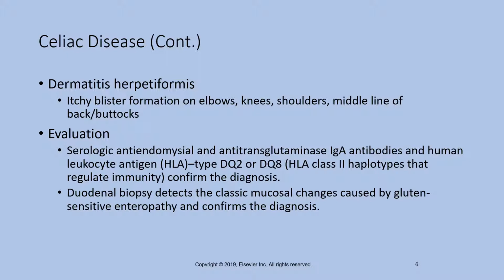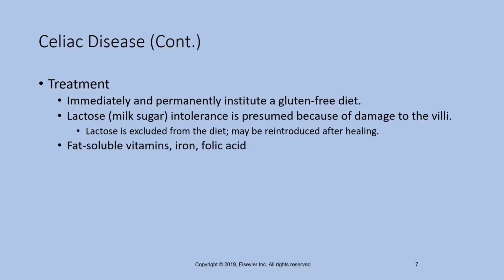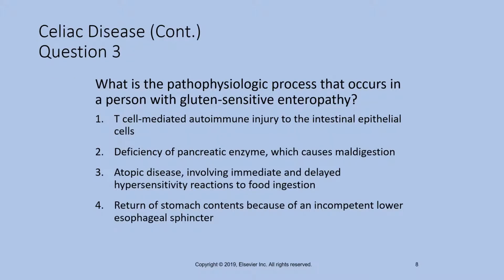You get dermatitis herpetiformis, which is an itchy blister formation on the elbows, knees, and shoulders, and the midline of the back and buttocks. Evaluation of this disease is really a rather significant immune disease and requires the help of rheumatologists and pediatric immunology doctors. Treatment: immediately and permanently institute a gluten-free diet. This would be a complete, immediate gluten-free diet. Lactose and milk sugar intolerance is presumed because of damage to the villi; lactose excluded from the diet may be reintroduced after healing. Give fat-soluble vitamins, iron, and folic acid supplements.